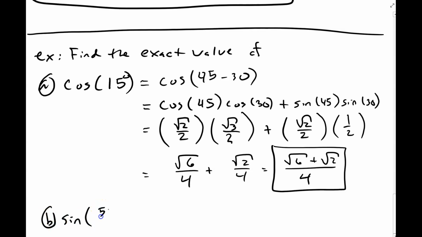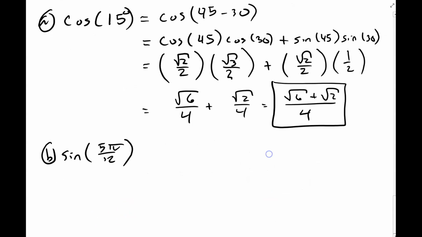What if I wanted to do sine of 5 pi over 12? So here it's a little bit trickier, right? Because the angle this time is written in terms of radians, so you have this fraction to deal with. If I look at the unit circle, though, all of my unit circle angles are in terms of a third, a fourth, or a sixth of pi. Everybody's okay with that? If you look at your unit circle, you should be able to see that.